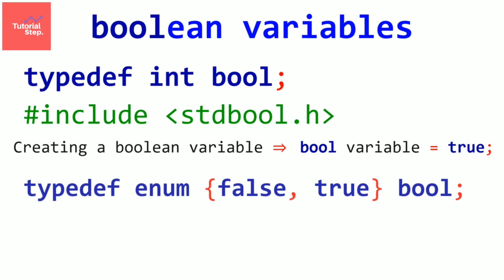So we write typedef, then enum, then the possible values which are false and true, then the name which is bool. We wrote false before true because remember that the first element has the value 0 and the second one has the value 1. This is why we put false before true, so that false takes 0 and true takes 1. And now we can declare bool variables and we can use false and true as values.